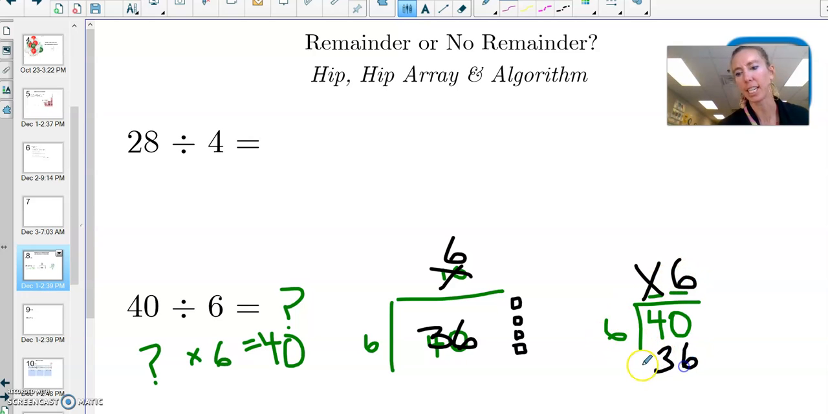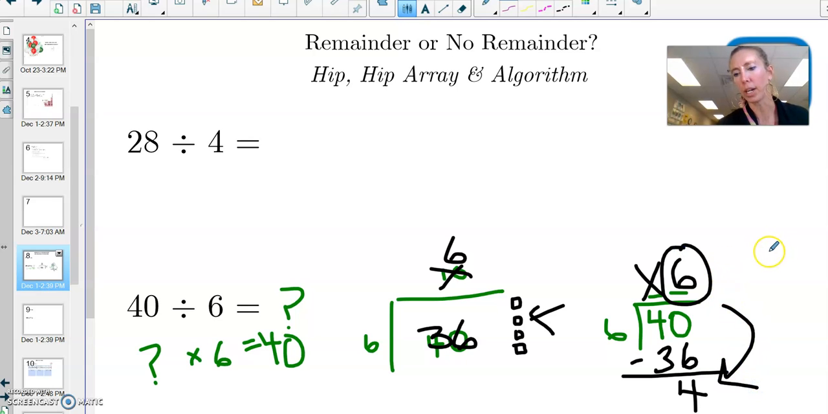That's 36 tiles. But will I have any left over? Yes, they're right here, hanging out, saying, hello, what about me? Yeah, you didn't make it in there. You didn't make a full group because there were 4 of you left over. So my answer here is not just going to be 6. I'm going to have to say there's a remainder of 4. And you might say, well, what do we do with that remainder? Well, in this case, we just write it as remainder 4. Because there is no situation with it.